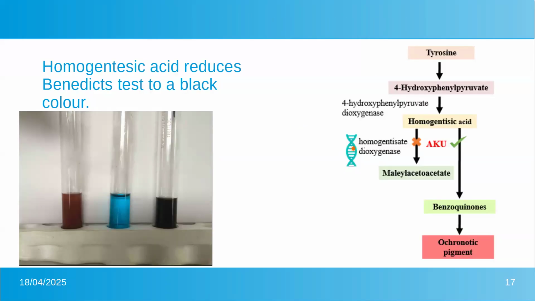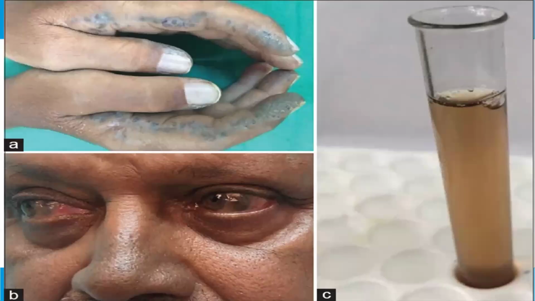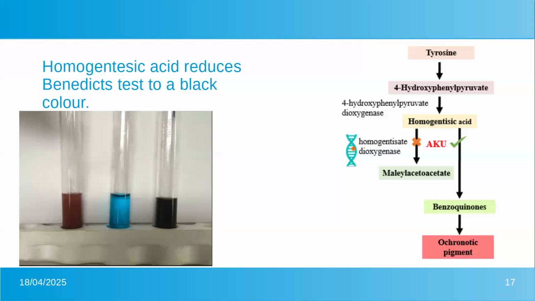This can come as a clinical case for you. Classically, a patient presents with pain in the joints and blackish discoloration of his hands and eyes, and urine becoming dark in color on standing. When the Benedict's test was done, it turned black in color. What is the diagnosis? Alkaptonuria. What is the enzyme deficiency? Homogentisic acid oxidase.